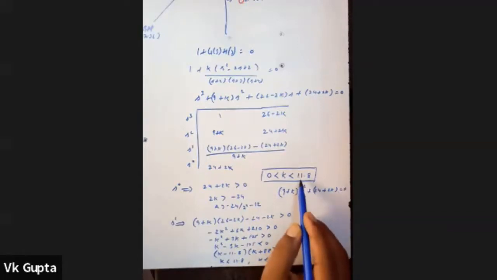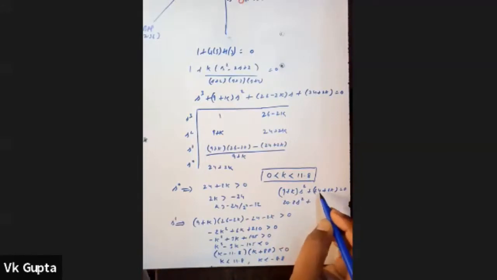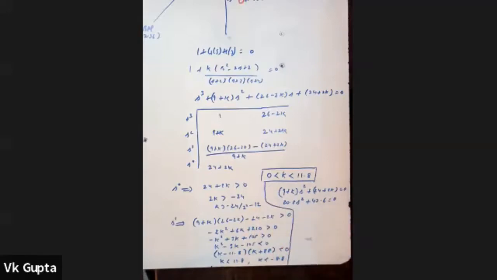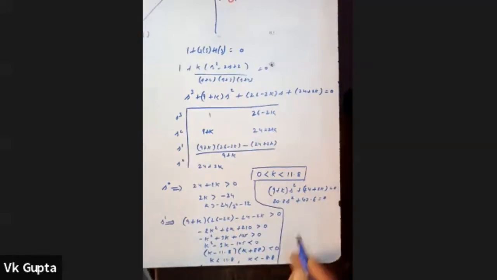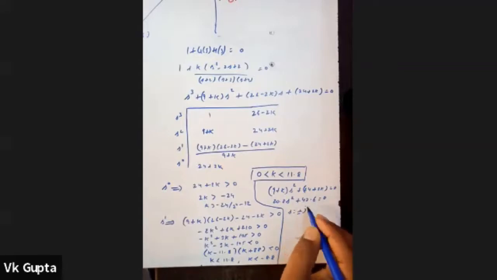Take k as 11.8. So this becomes 20.8 s square plus 47.6 equal to 0. Now solve this, you get s equal to plus or minus j 1.51, that is the square root of 47.6 divided by 20.8. So this is our intersection at imaginary axis, plus or minus j 1.5.